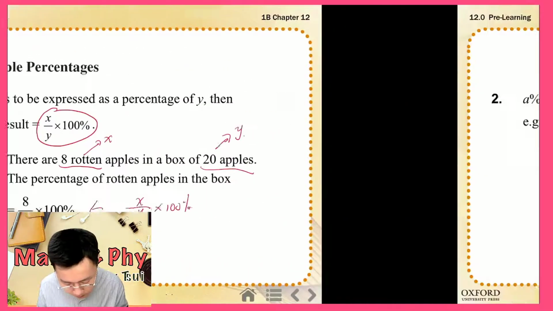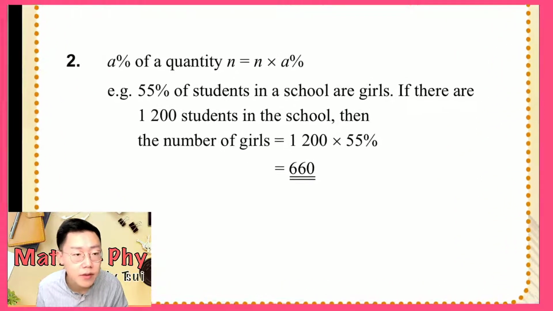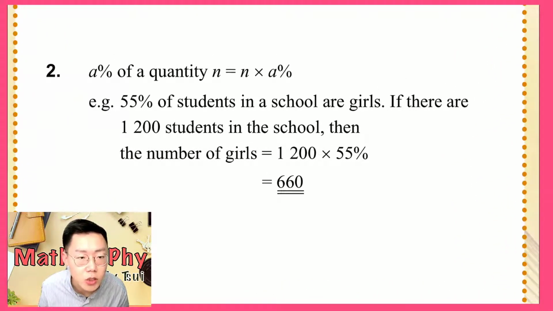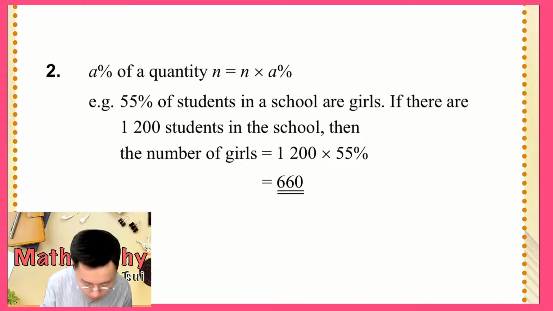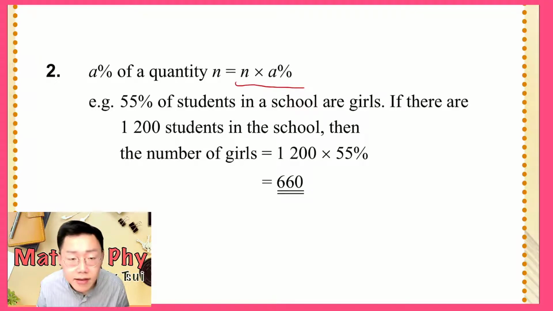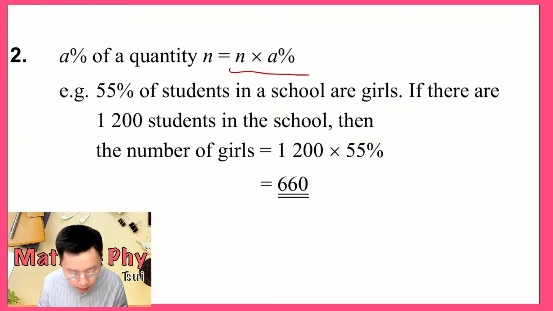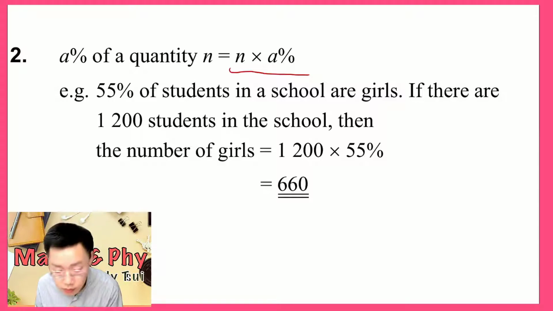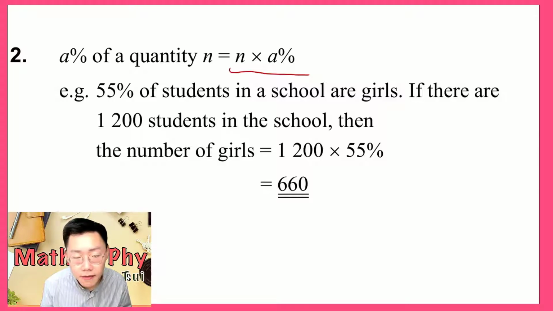For the second part, this one is about r% of a quantity n. What is the meaning of r% of a quantity n? We write it in this way: n times r%. I give you one example. 55% of students in a school are girls. This school has girls and also boys.